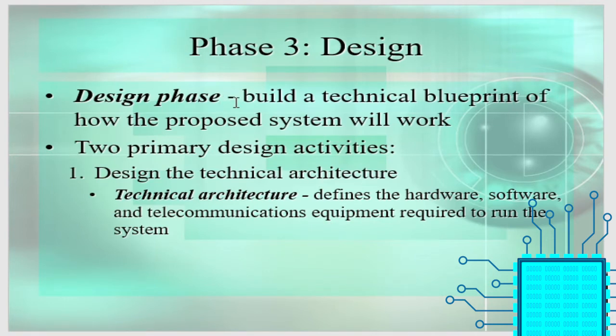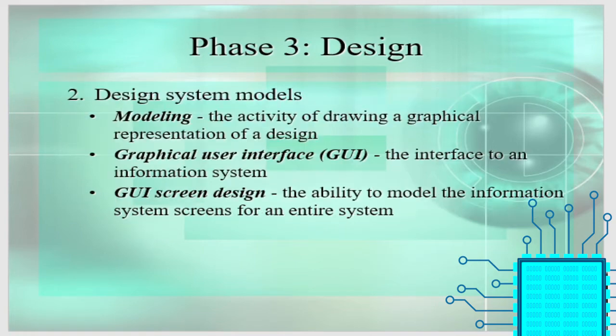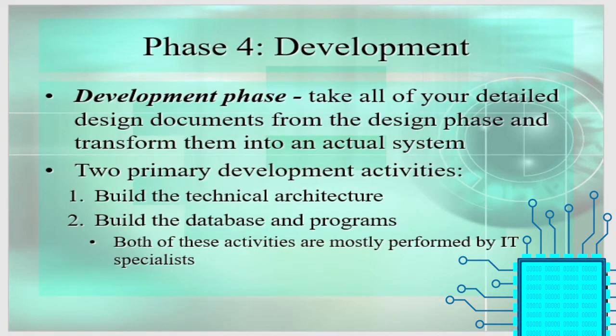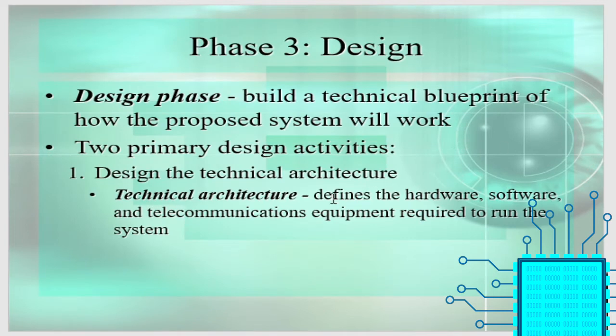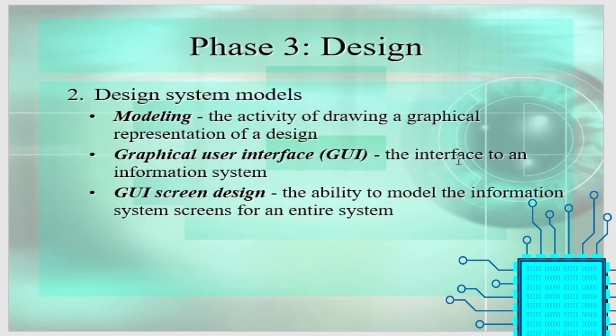The design phase builds a technical blueprint of how the proposed system will work. The 2 primary design activities are to design the technical architecture and design system models. Technical architecture defines the hardware, software, and telecommunications equipment required to run the system. In modeling, the following kinds of user interface modeling take place: drawing graphical representations of the design, graphical user interface design, and GUI screen design.